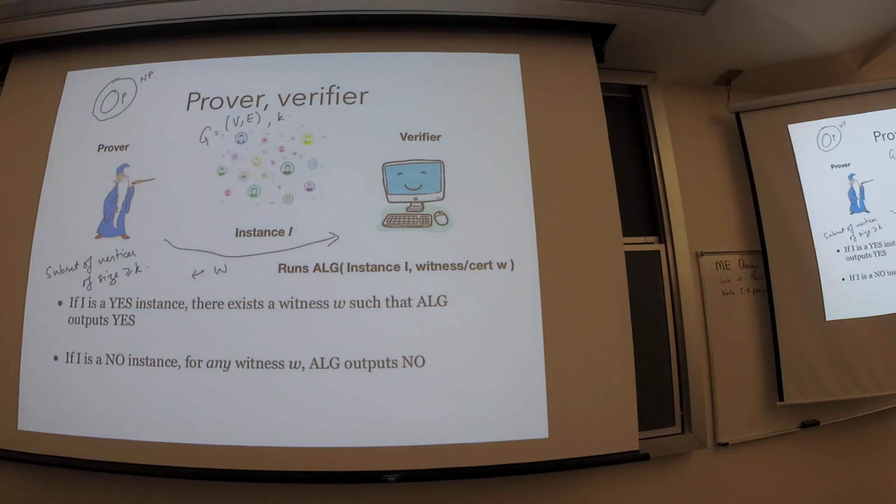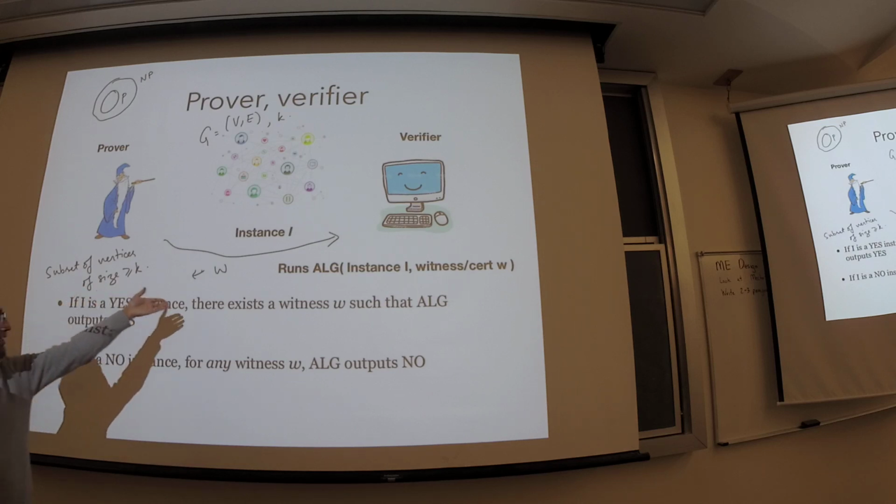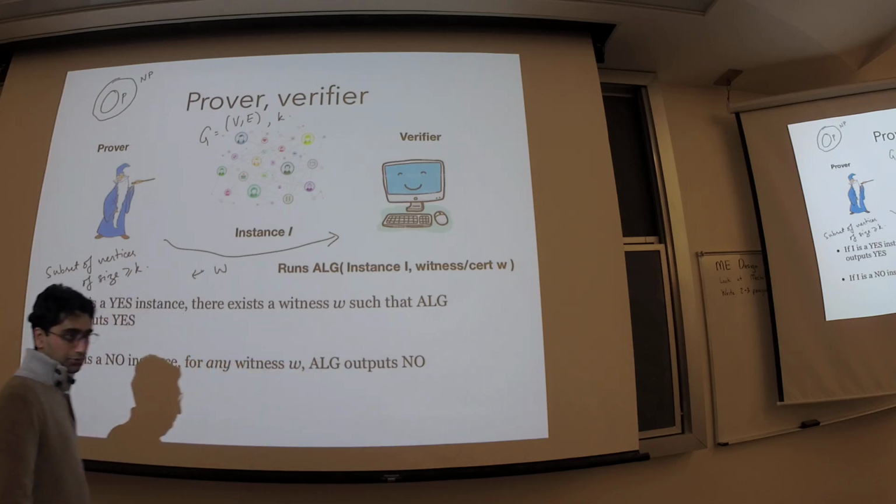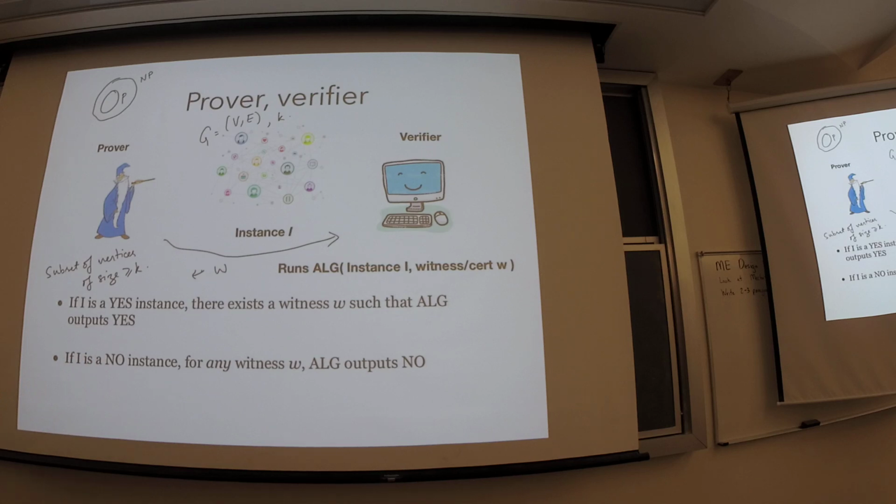Okay, so the other thing you will realize if you think about it a little bit is that even if the instance is a yes instance, not all witnesses may actually lead to the algorithm accepting. Because even if your graph did have an independent set of size k, maybe the prover gave you an incorrect set, in which case you will still output no. So what we are saying is that if it's a yes instance, then there exists a witness. These are all small subtleties that you will realize once you start.